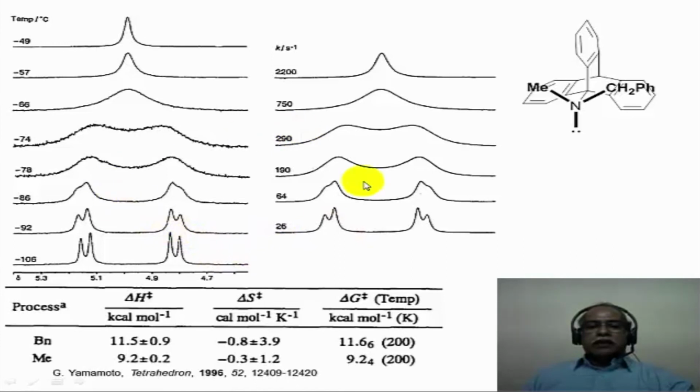One could easily simulate the spectra shown on the experimental side, which is this side, and this is a simulated spectrum. Based on the variable temperature NMR spectrum, the activation barrier for this process is given in this table as 11.6 kilocalories per mole for the N-benzyl derivative, and for the N-methyl derivative it is about 9.2, slightly smaller when there is an N-methyl group in this system.